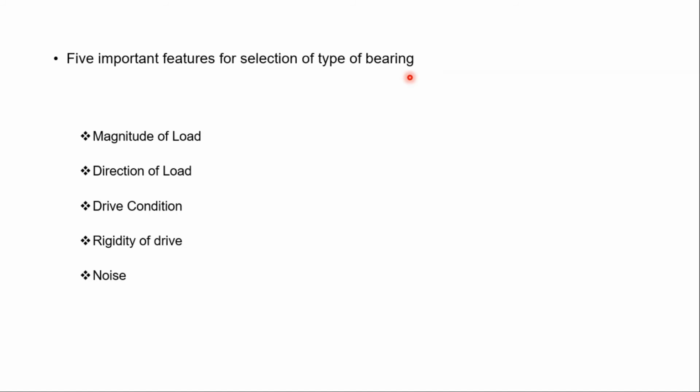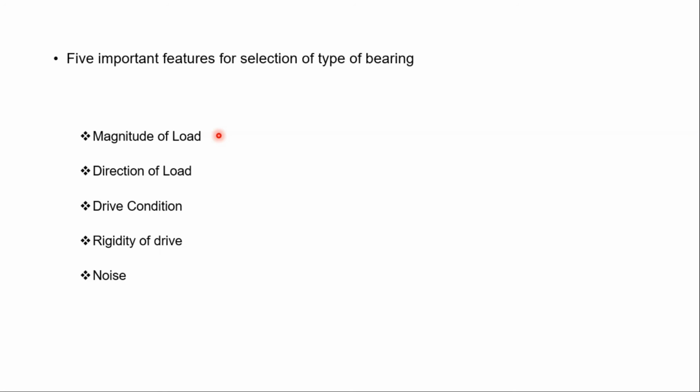These are the 5 important features for selection of type of bearing. First one is magnitude of load. This is a very important criterion while selecting a bearing for a particular application. If we have to support small loads in radial direction, then we have to use ball bearings. If we have to support a higher amount of load, then we have to go for roller bearing. In radial direction I am talking about.